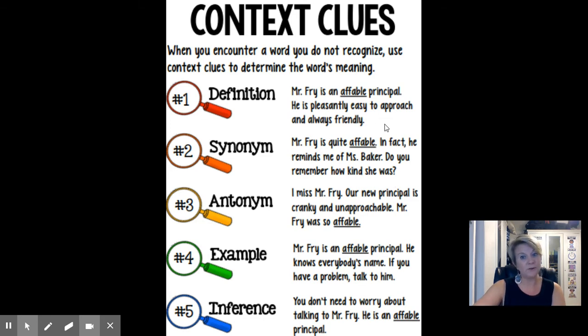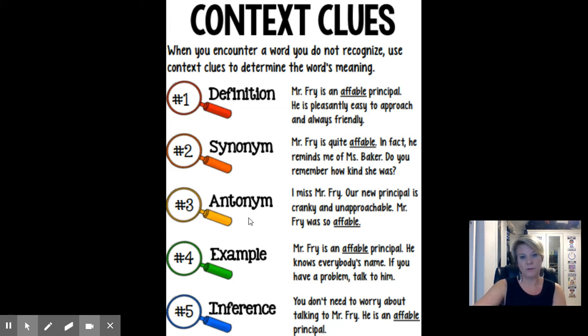Well, once again, I don't know what that word affable means, but when I look at the next sentence, it says, he reminds me of Miss Baker. Do you remember how kind she was? Well, that synonym is showing me that she is like Mr. Fry and she was kind. So that must mean that affable means kind.